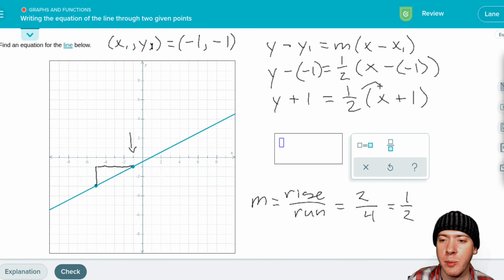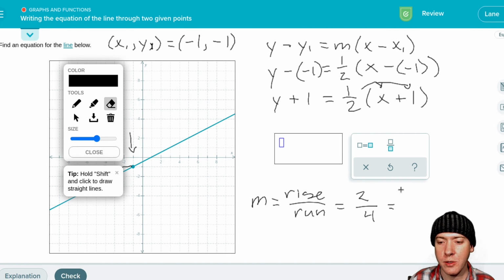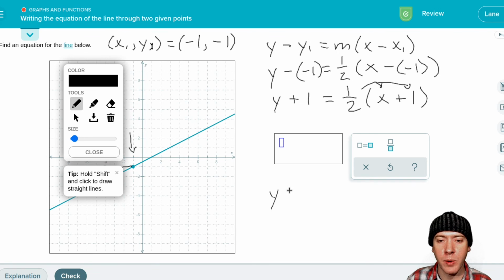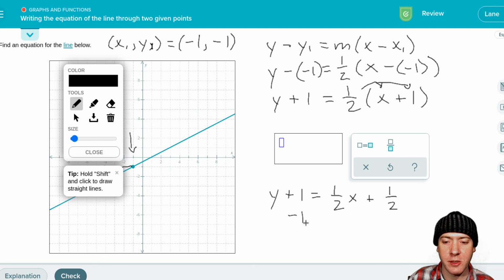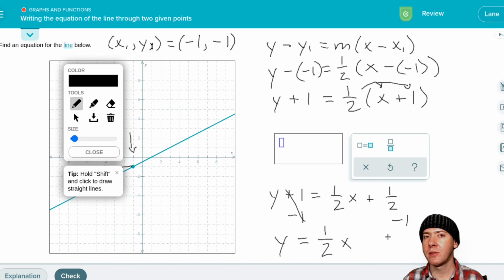Okay, now in our next step, we're going to distribute the 1/2. And I'm going to erase my slope calculation down here so that we have some room to do that. So on the left, we're going to have y plus 1. On the right, 1/2 times x is just 1/2 x, plus 1/2 times 1, which is just 1/2, right? In the final step, we need to subtract 1 from both sides. So we will have y equals 1/2 x. And what is 1/2 minus 1? What is 0.5 minus 1? It'll be -0.5. This is going to be -1/2.